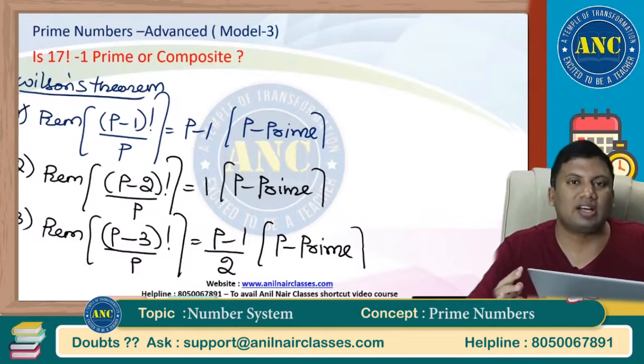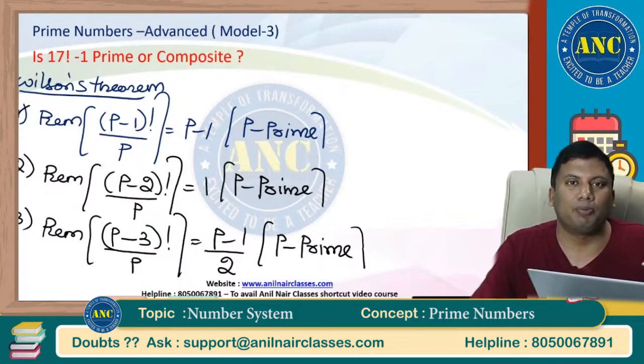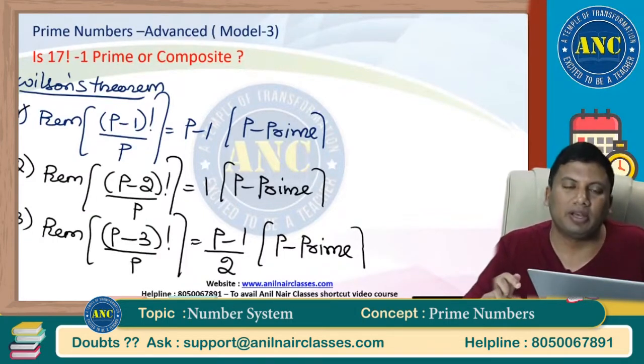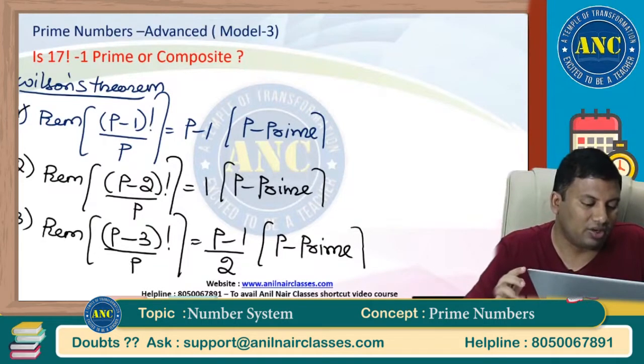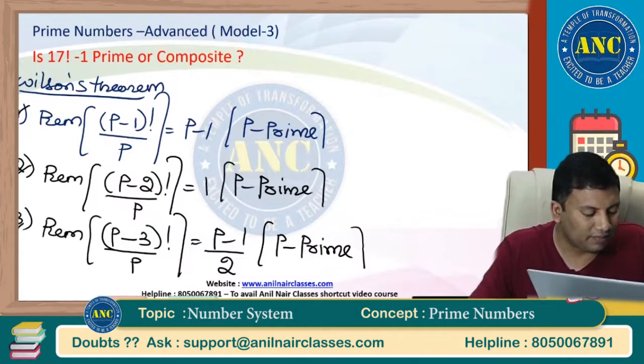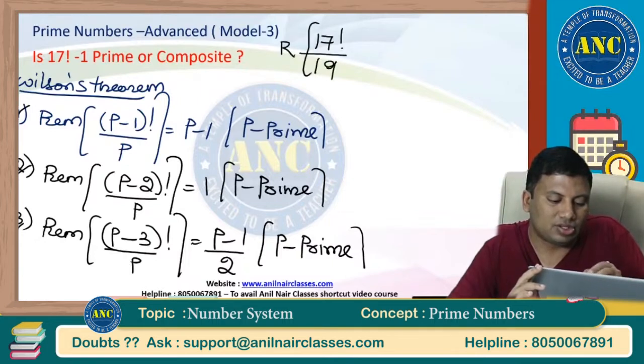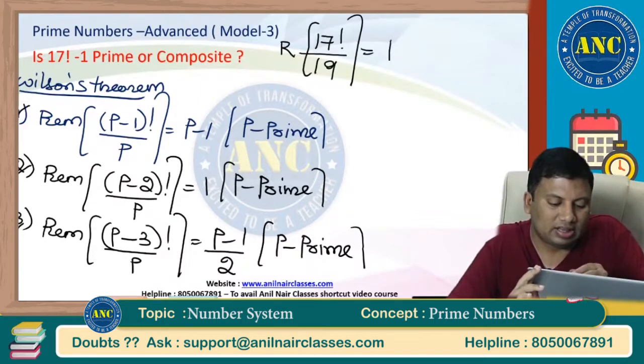In the previous class, I discussed the proof of each and every one. Go back and see the previous classes on prime numbers, and you will understand why it came. I have discussed the proof by using backtracking. P minus 1 factorial by p gives p minus 1. P minus 2 factorial by p, the remainder is 1. P minus 3 factorial by p gives p minus 1 by 2, when p is a prime number. Now listen carefully. In this question, 17 factorial divided by 19: p minus 2 factorial by p is nothing but 1.